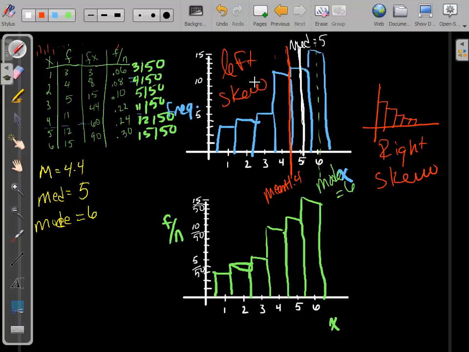Okay. Another way we look at this is by looking at the positioning of the mean and the median. If the mean is on the left of the median, we'd say it's left skewed. If it's on the right of the median, we'd say it's right skewed. Again, the larger values drag the mean towards them.